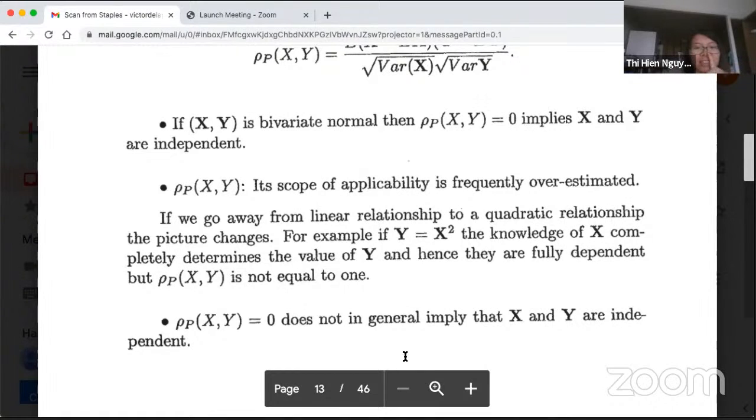I'm sorry, just one thing: I don't see the previous point, where you say that if x and y are bivariate normal... So you have the last point, that correlation zero does not in general imply that x and y are independent. I agree with this. I'm so sorry, you don't agree with this? Yeah, I don't see the previous point. You say that x and y are bivariate normal.